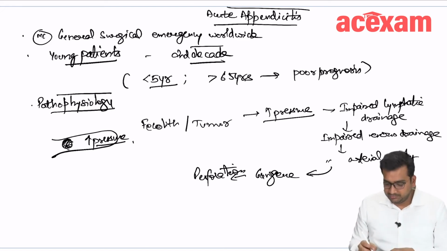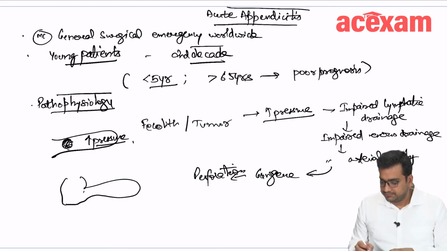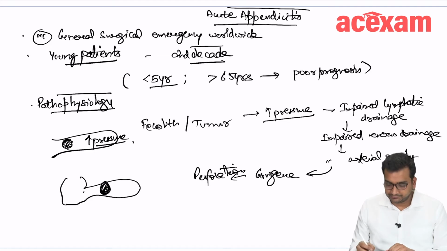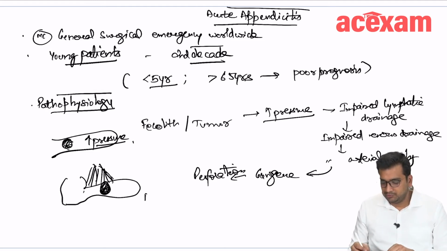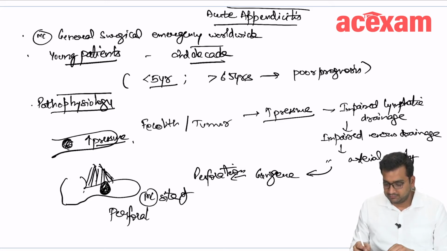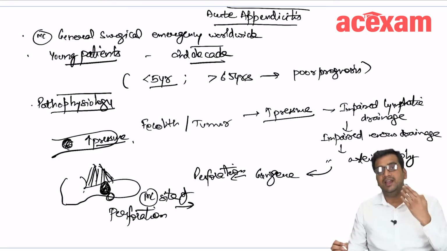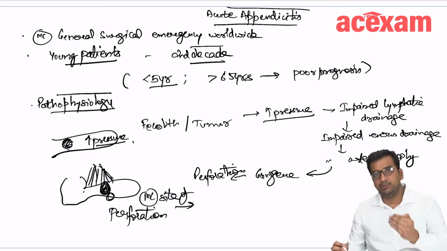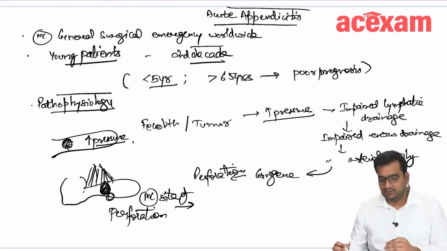This is the pathophysiology of acute appendicitis. Now, regarding the perforation, what is the most common site of perforation? Okay, so if there is a mesoappendix here, the most common site of perforation is this one, the antimesenteric side, just beyond the site of obstruction. Okay, not at the tip.